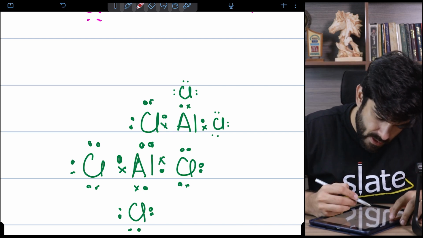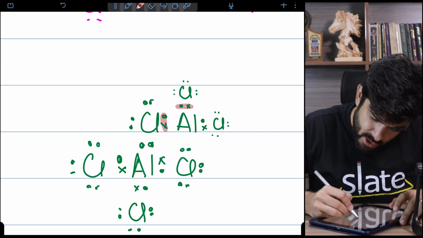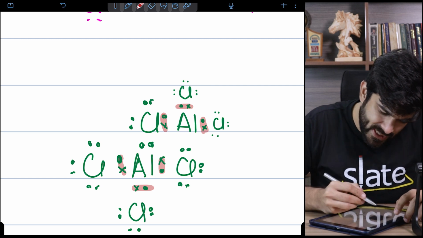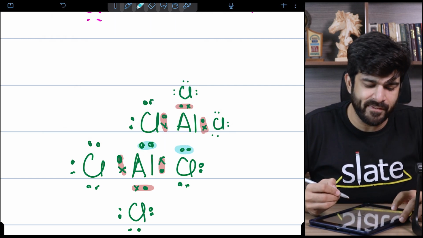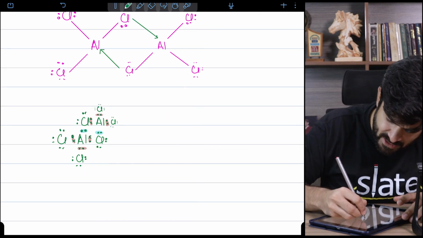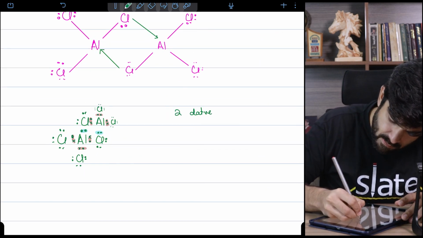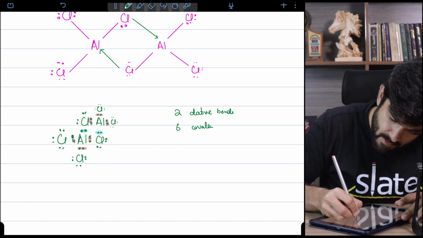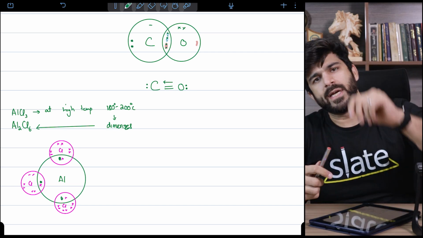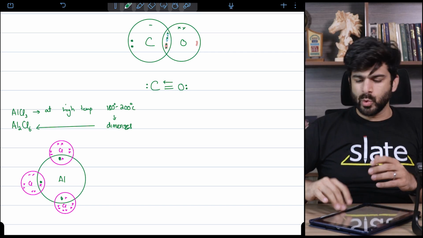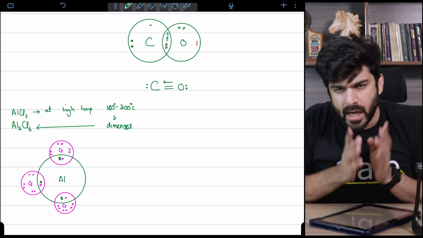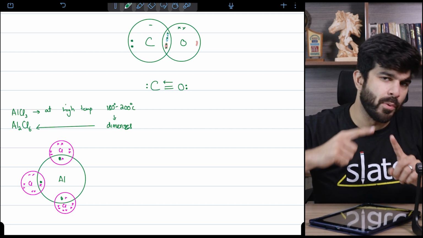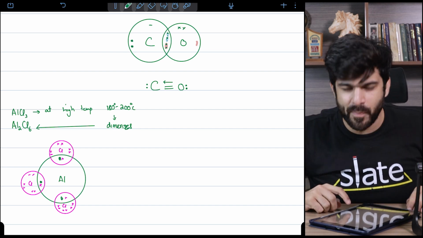But what do we know? That most of the electrons, these are covalently bonded, dot cross. But these two are datively bonded. So Al2Cl6 has 2 dative bonds and 6 covalent. Likewise, carbon monoxide, 1 dative and 2 covalents. So students, this is the concept of dative covalent bonding. Remember, an electron pair is shared and we get an arrow for the bond, not a straight line.